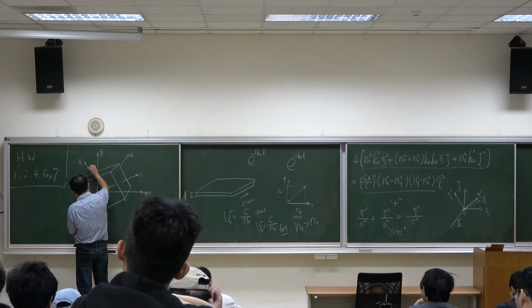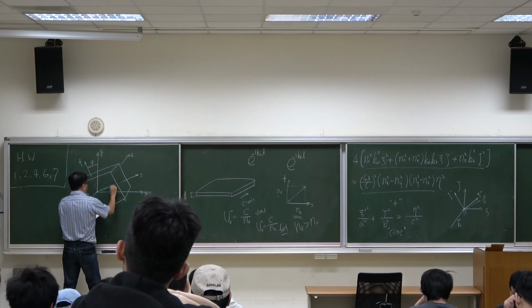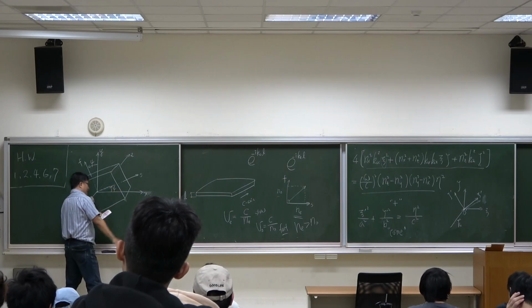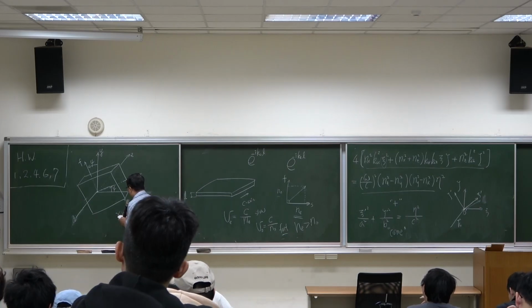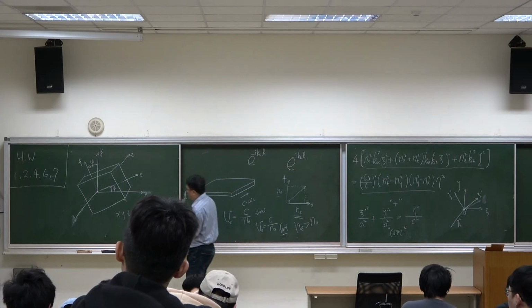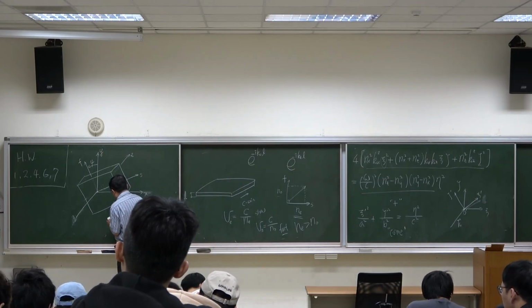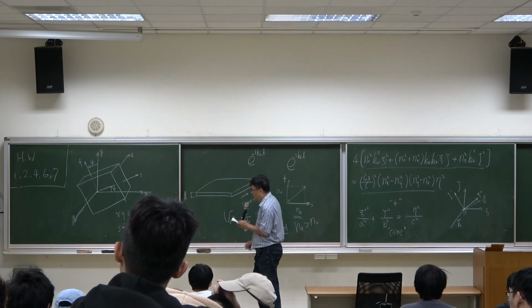So suppose the angle between the slow axis and the x-axis is psi. X, Y, Z is the laboratory frame. And S, F is the crystal frame. Okay.